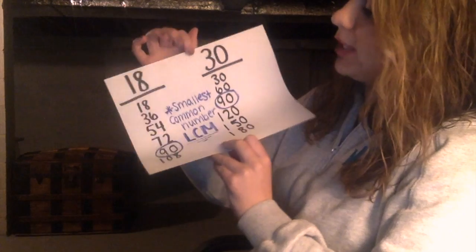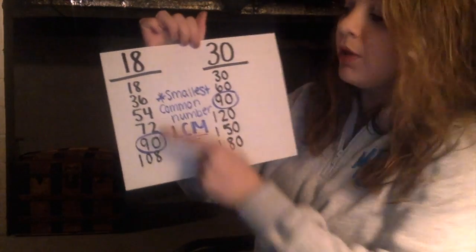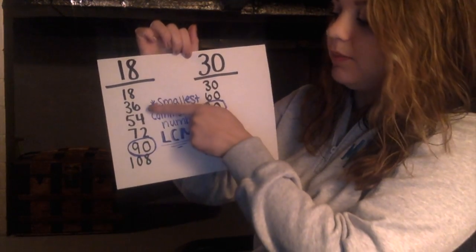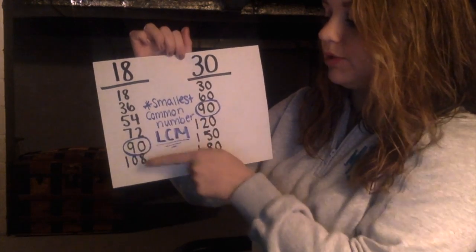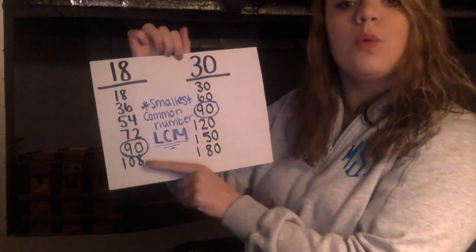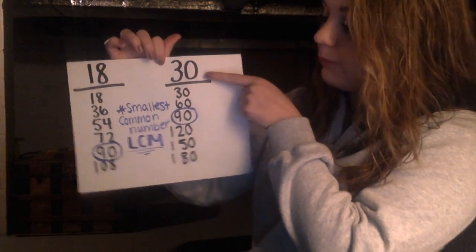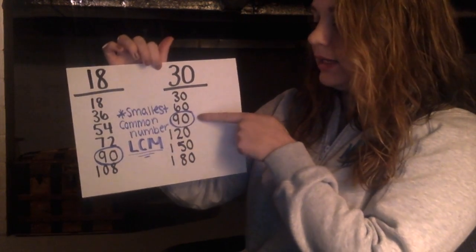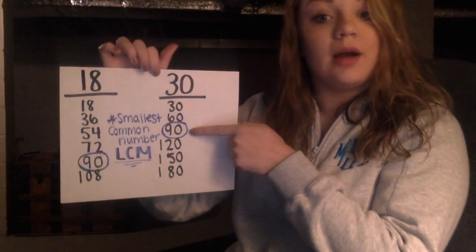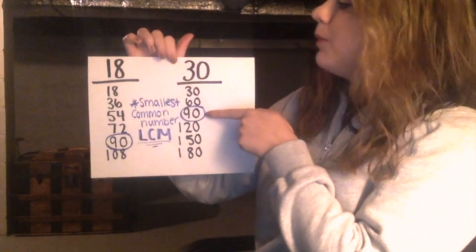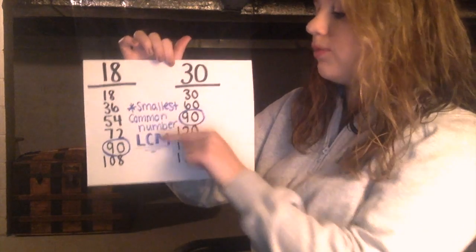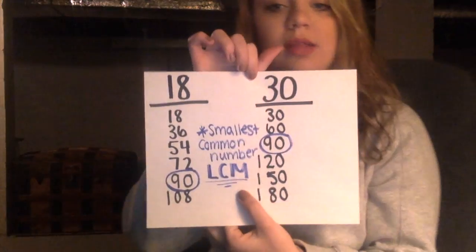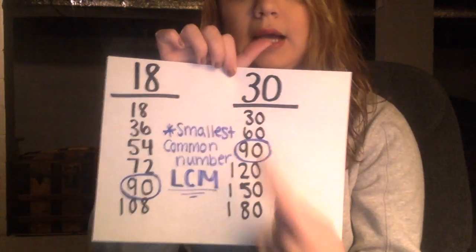Another way you can see the LCM found is by actually listing out the multiples of each number. So first we list out 18, 36, 54, 72, 90, and 108. Then we list out the multiples of 30: 30, 60, 90. Now we could stop there. I continue to go down, but we could stop there because we're looking for the smallest common number, which equals the LCM. So you see 90 and 90.